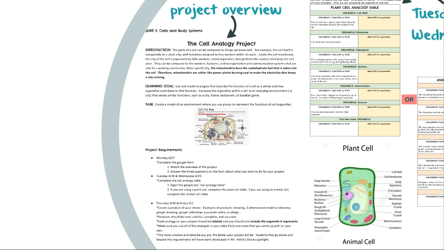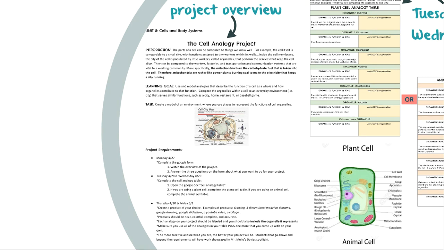They can be compared to the workers, factories, and transportation and communication systems that are vital to a working community. More specifically, the mitochondria burn the carbohydrate fuel that is taken into the cell. Therefore, mitochondria are rather like power plants, burning coal to make the electricity that keeps a city running. So the learning goal for this project is to use and model analogies that describe the function of a cell as a whole and how organelles contribute to that function.